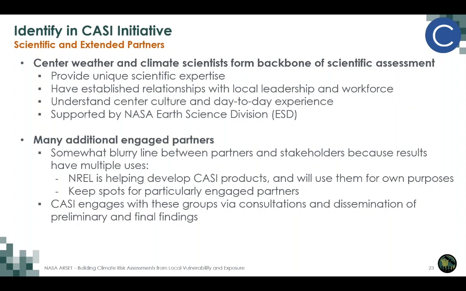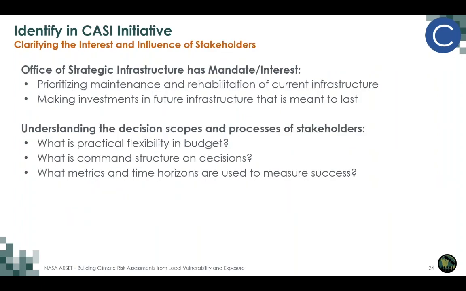The CASI results have multiple uses, ranging from public policy to other center applications. The NREL is not just a partner, but also a user. They're helping us develop our products, but they also plan to use some of the CASI products in their own resilience assessments. All of these different parts and the whole center teams come together to meet the OSI's mandate and priorities on identifying investments in future infrastructure.